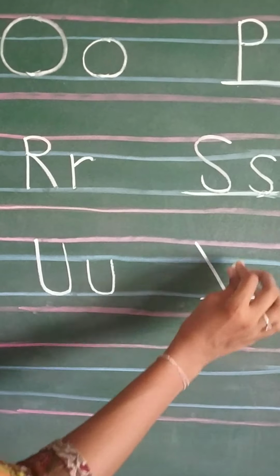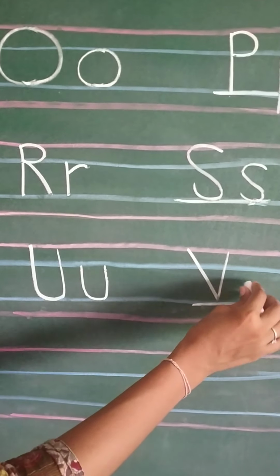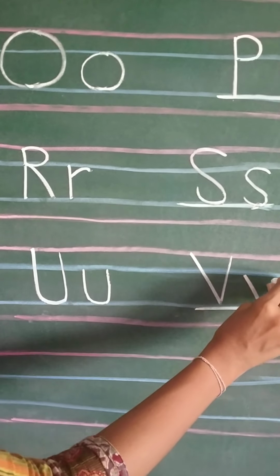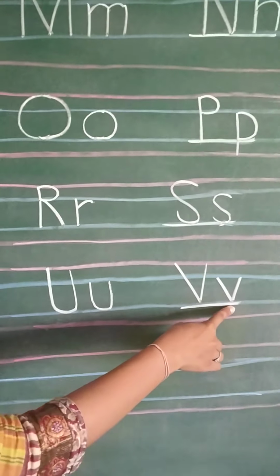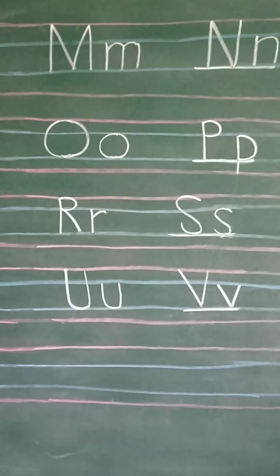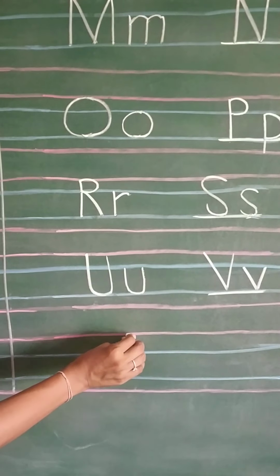Slant line, again slant line. This is capital V. Now small v: slant line, again slant line. Okay, this is small v.